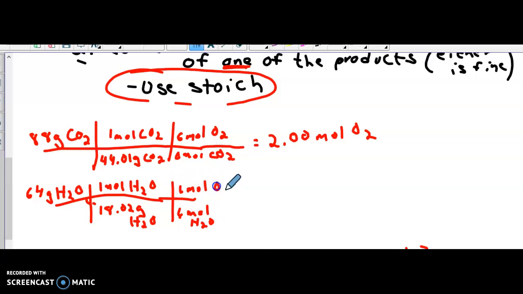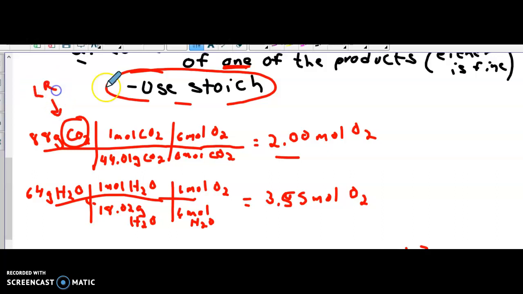So 6 moles of H2O to every 6 moles of O2. So I'm going to do 64 times 6 divided by 18.02 times 6. And if I have 64 grams of water, I can produce 3.55 moles of oxygen. So clearly the reactant that limits our amount of oxygen production is this CO2. It only allows us to make 2 moles of oxygen, whereas 64 grams of H2O allows us to make 3.55 moles of oxygen. So you can see it doesn't matter which you have more of, because of molar masses and stuff like that, it's going to come out, in this case, that CO2 is our limiting reactant.